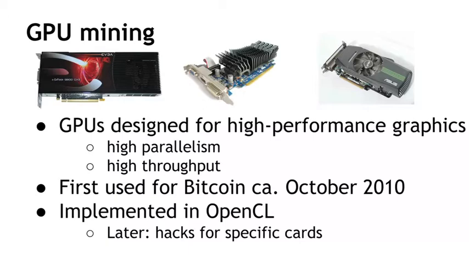And around 2010, the first implementation came out written in a language called OpenCL, which is a general purpose language to do things other than graphics on a GPU. And it's a high-level language, so it took a little while before people started tweaking the code even further to run quickly on specific graphics cards.